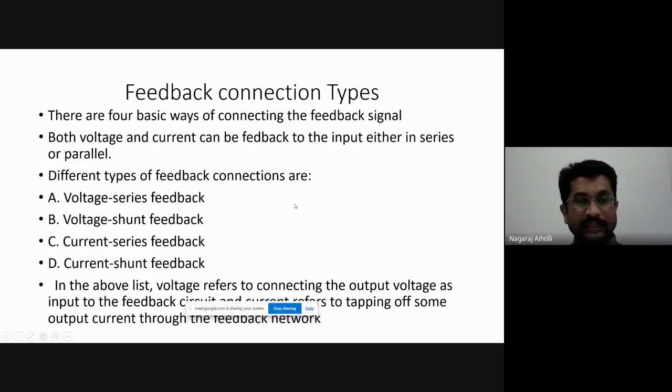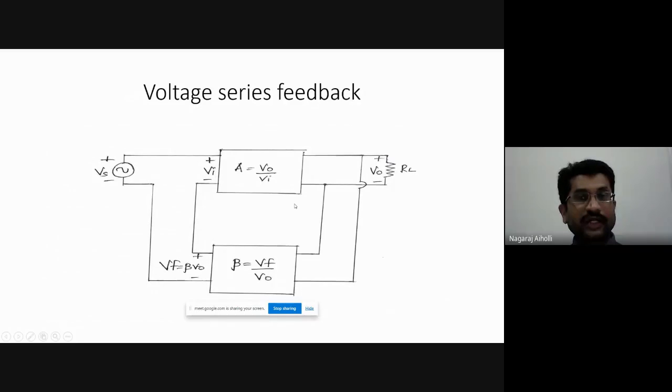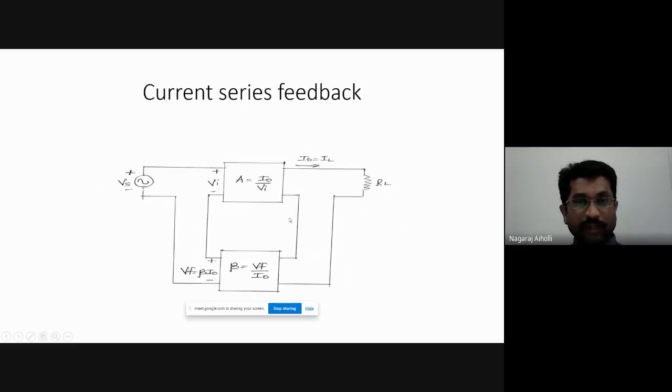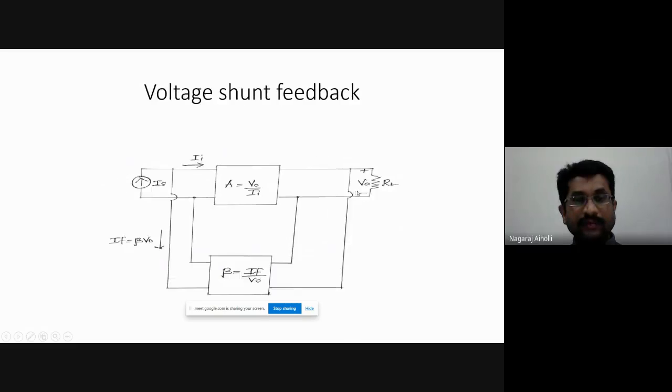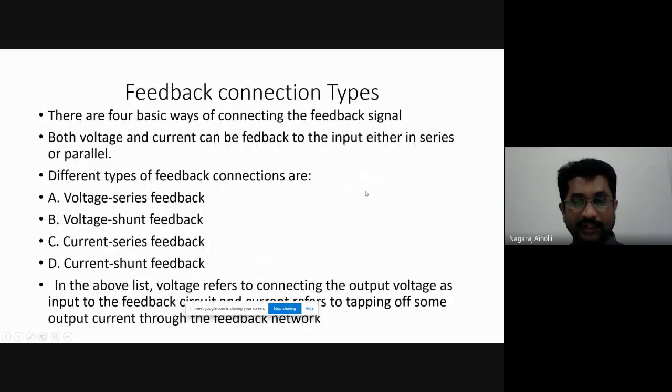In the next class, we'll discuss in detail these different feedback circuits: what is meant by voltage series feedback, voltage shunt feedback, current series feedback, and current shunt feedback, and how the connection looks in the block diagram of each. That we will take up in the next class.